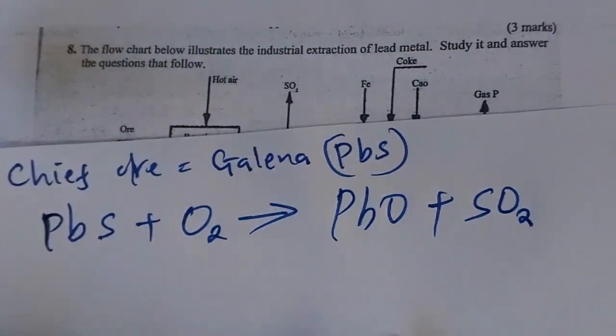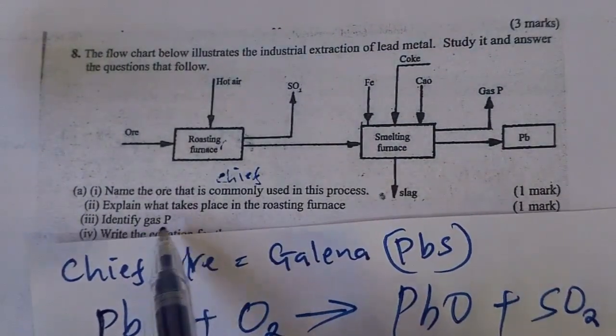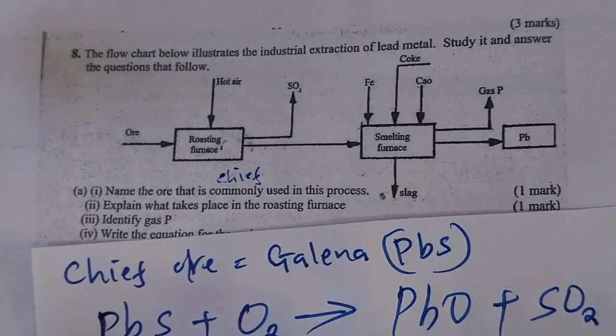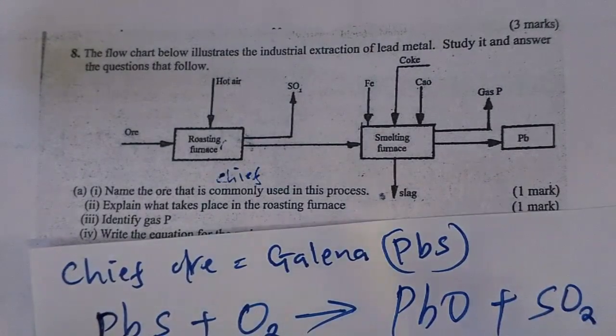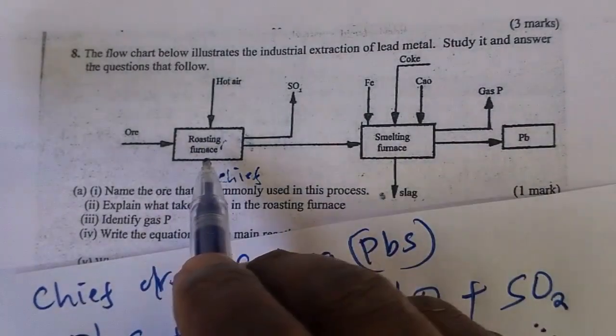Right? So explain briefly what takes place in the roasting. Some of the lead sulfide, the galena, is converted into lead 2 oxide and sulfur 4 oxide. That's what happens in the roasting furnace.